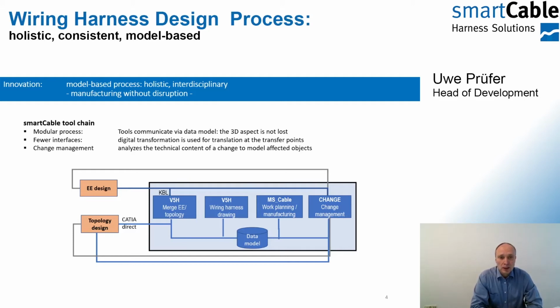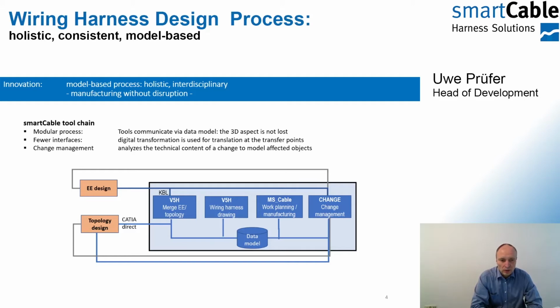In our model-based process there are several significant differences, but here the tools communicate directly via the data model. An external interface is required only to import wiring information. When OEMs use CATIA, the 3D topology is taken directly from the CATIA model. For NX we also use an interface. The physical wiring harness is the goal of a wiring harness development. Thus, compiling manufacturing documentation is integrated into the process.